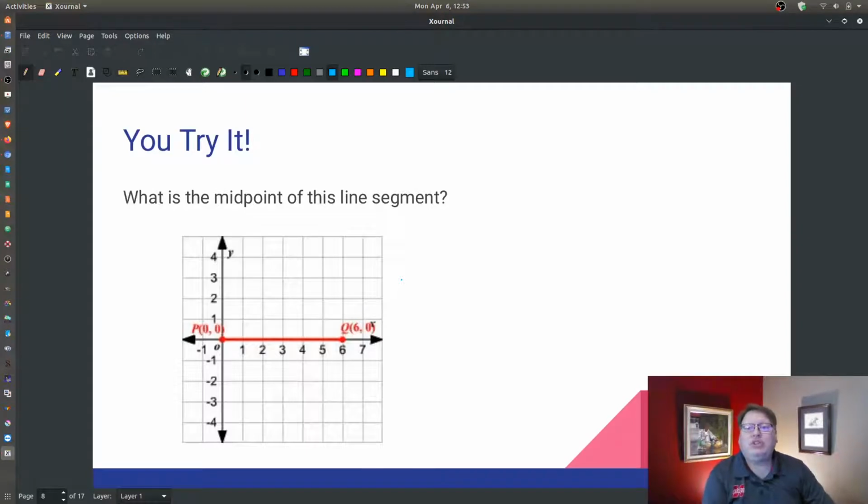So I want you to try it. You can pause the video right now. They want to know the midpoint of this line segment. I want you to use that counting method to tell me where the midpoint of this segment is. So pause the video now and then we'll look at it together.